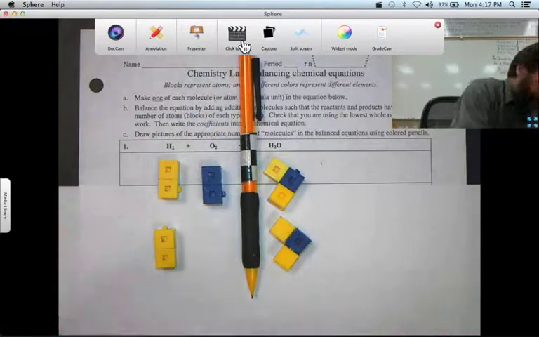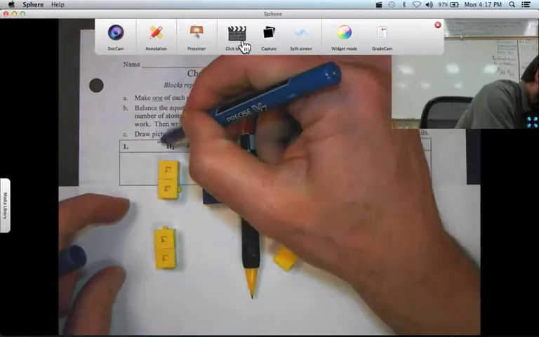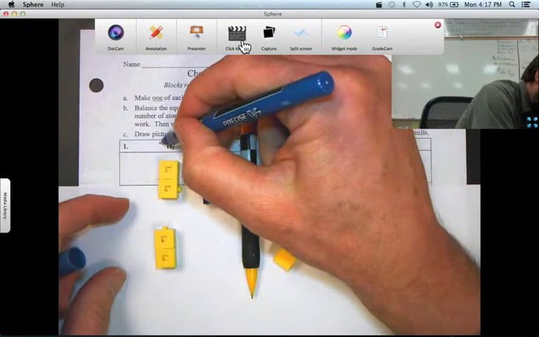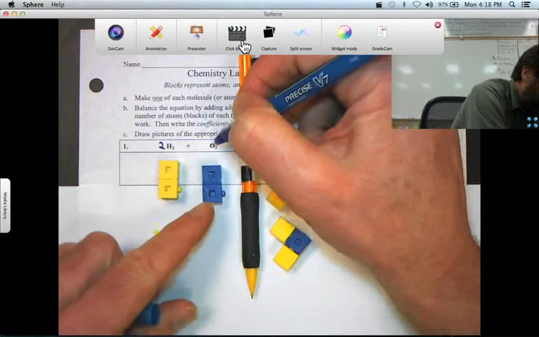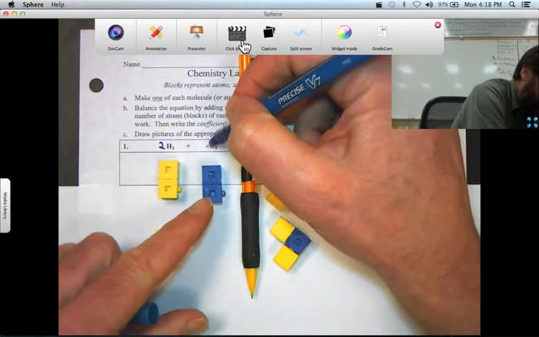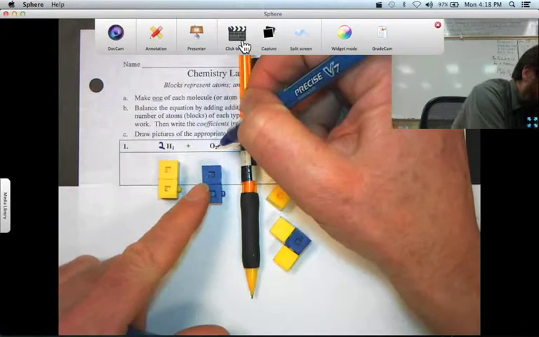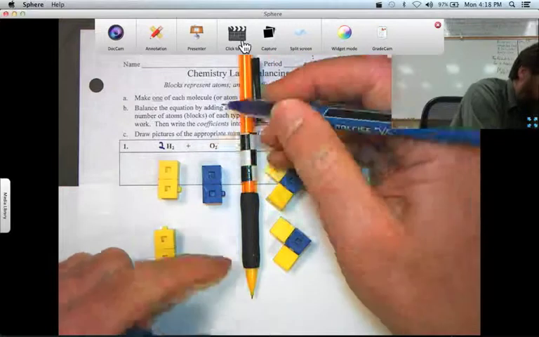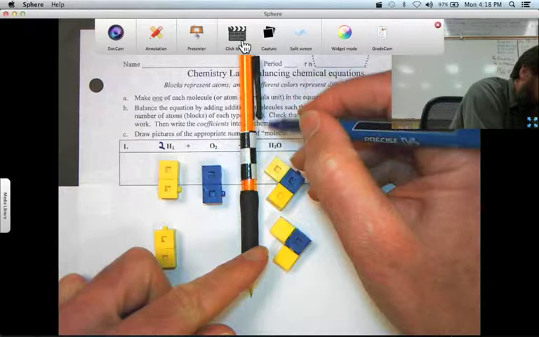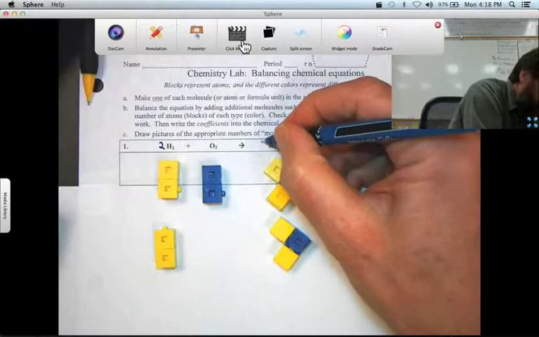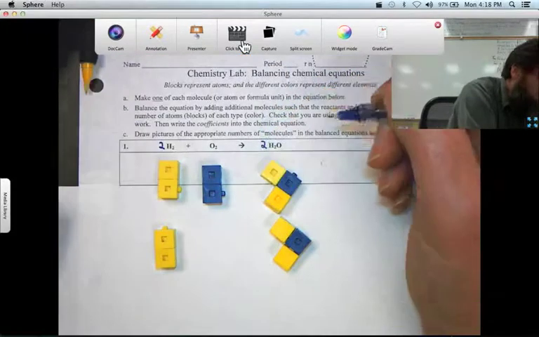I'll do this in nice bold ink. I like to use pencil, but it doesn't show up very well. So our coefficient, we have two H2, one O2. So we don't write the 1. It's like an implicit 1. It's implied. We have two H2Os. So we will write two H2Os. And there's our balanced equation.